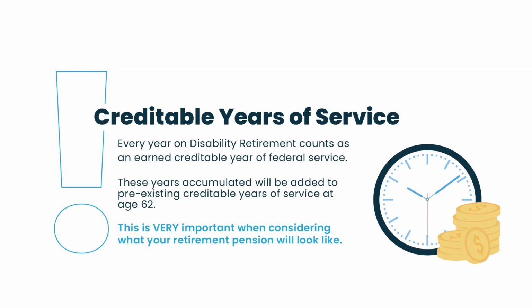So once you're on disability retirement, you will continue to earn creditable years of service for your federal annuity for when it recalculates when you turn 62. So this is really important for that calculation and can significantly increase what your pension will look like when you are of normal retirement age.